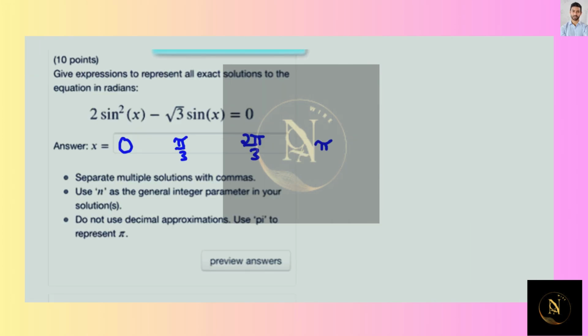So the way we would use n as a general integer parameter would be, basically, 0 plus and minus 2 pi n, because if the period of the function as a whole is 2 pi, then we can add and subtract integers of n. So pi over 3 plus or minus 2 pi n, and 2 pi over 3 plus or minus 2 pi n, and pi plus or minus 2 pi n.